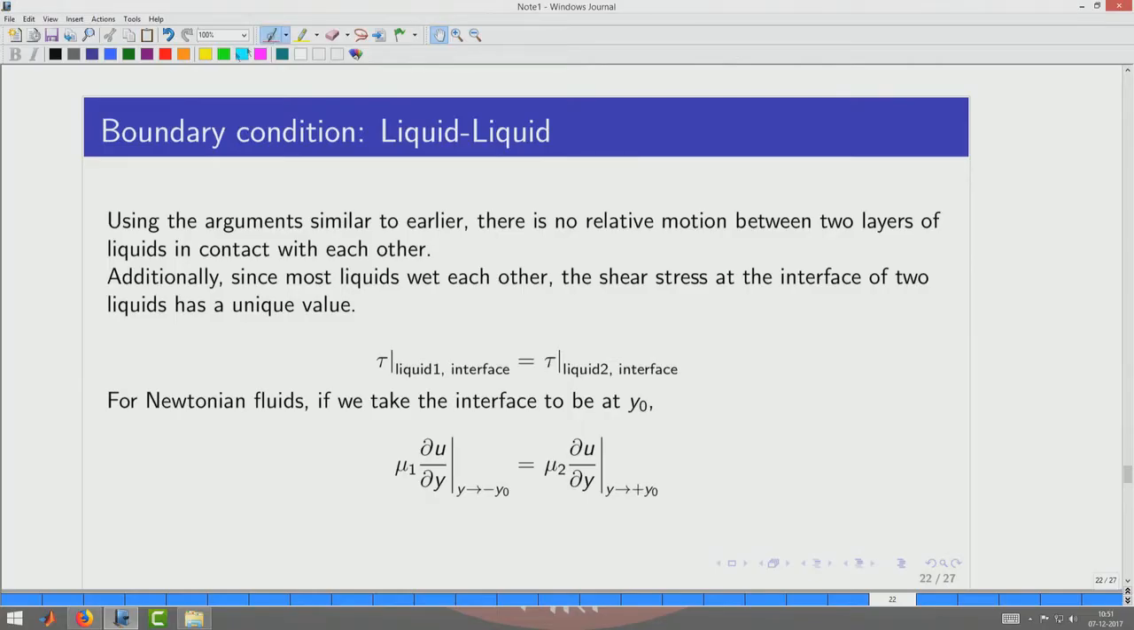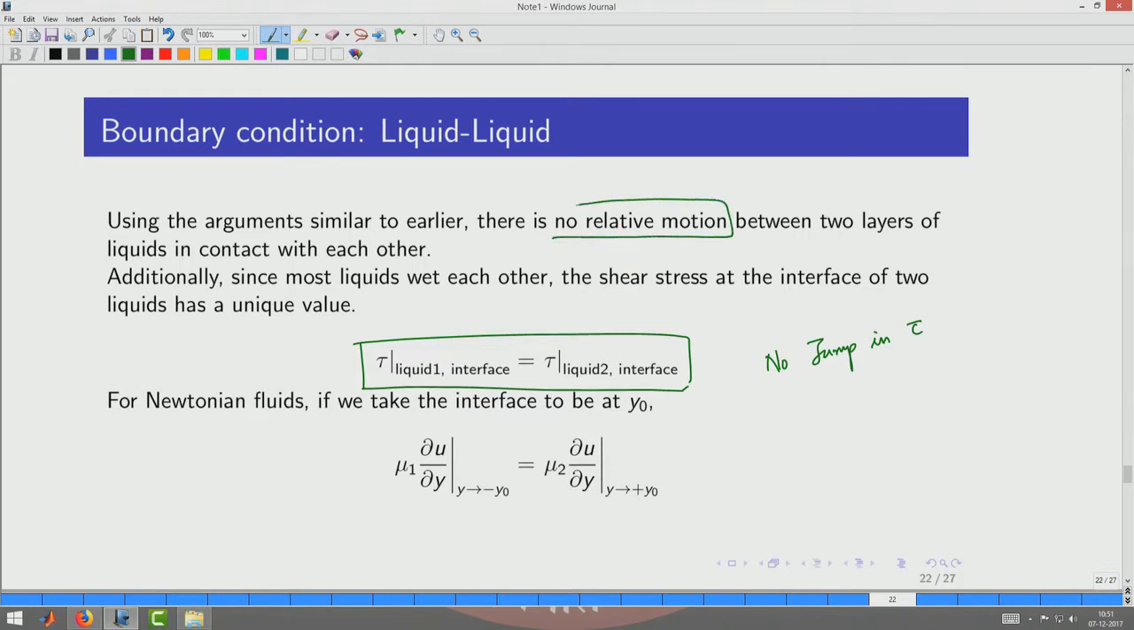Whenever there is a liquid boundary, the boundary condition that we use is that the shear stress is the same for both the liquids at the interface, that is, there is no jump in the value of the shear stress. Of course, the two liquids would also wet each other, and there is no relative motion of the liquids with respect to each other, which is also assumed. So, you also see that there is no jump in the velocity also.